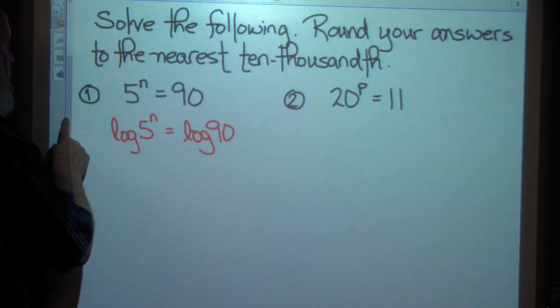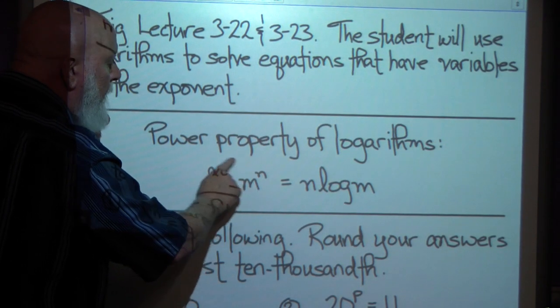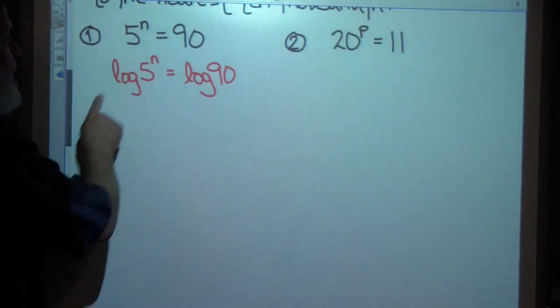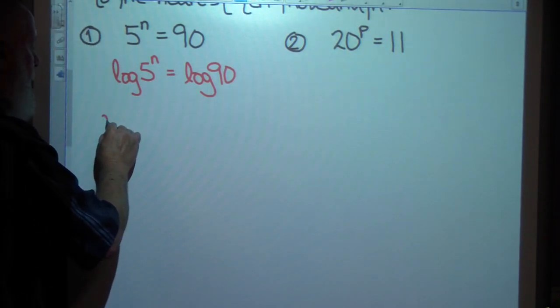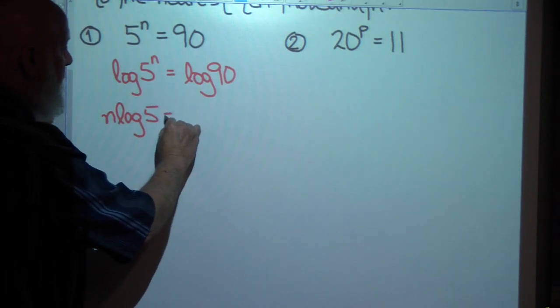Now I'm going to use the power property. The power property says we can move this from a position of an exponent to a position of a coefficient. That's exactly what I'm going to do. I'm going to move this to here. It's going to get physically larger when I do. n log 5 is equal to log 90.